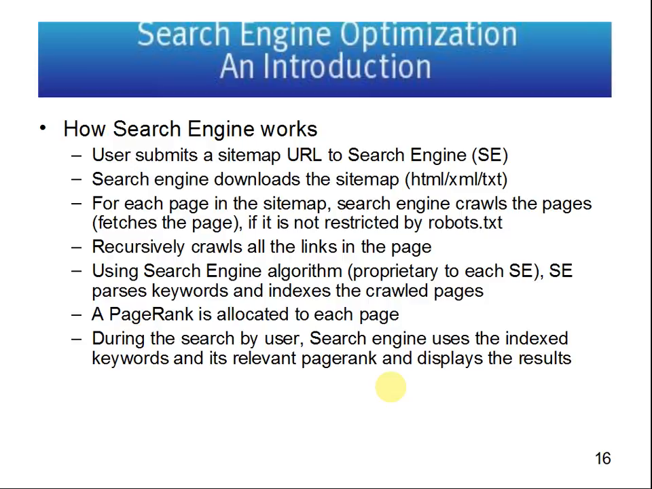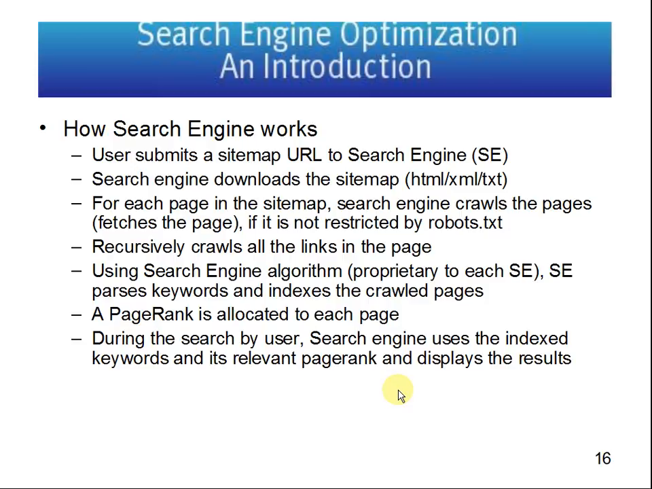Then, using the search engine algorithm proprietary to each search engine, it parses all keywords and phrases and indexes the crawled pages. Then a page rank will be allocated to each page. Page rank is the term in Google, but each search engine will have its own rank. Whenever somebody enters a query, based on that particular rank, the result will be shown. During the search by the user, the search engine uses the indexed keywords and the relevant page rank and displays the result. So that is the basic functionality of a search engine.